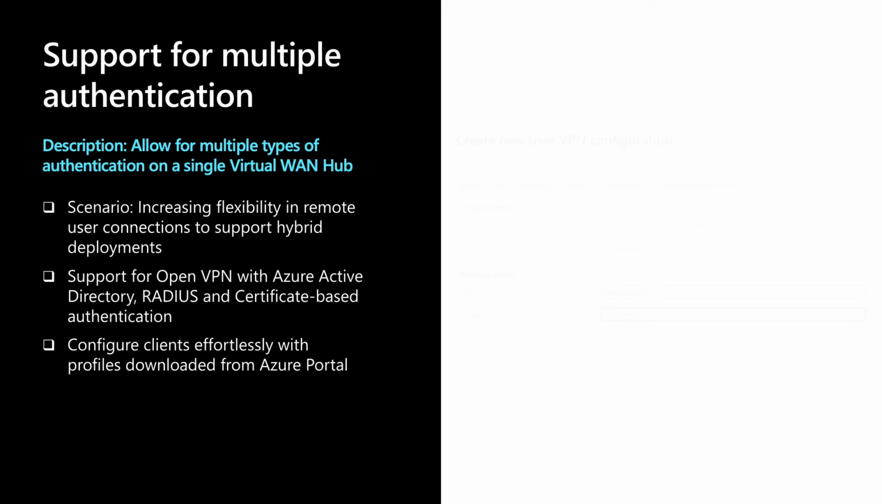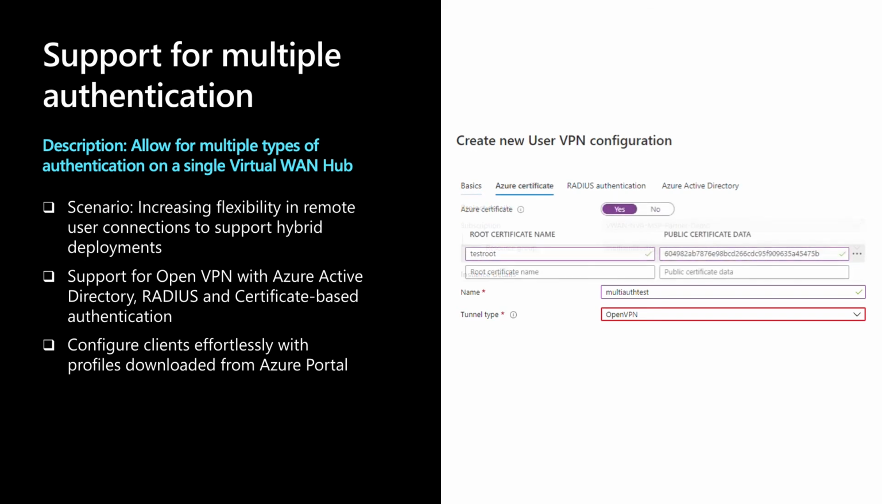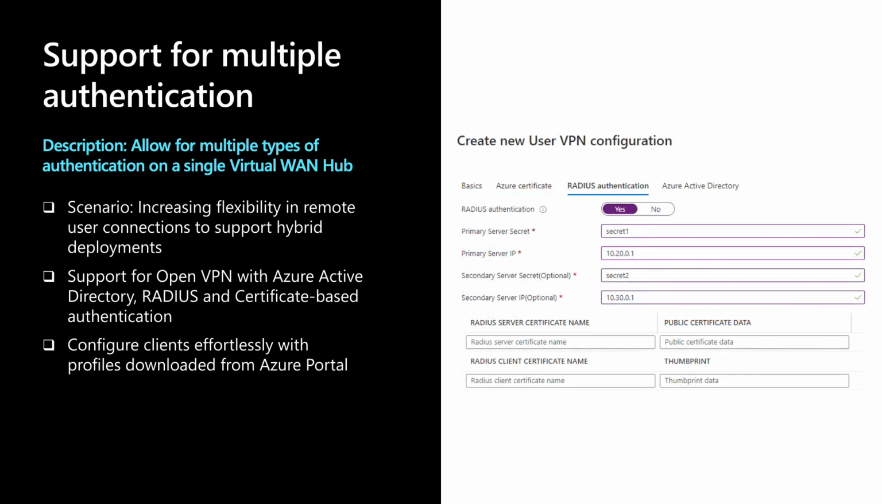All the different authentication mechanisms are packaged into the zip file that you can download, and you can just install the profile you want to use on your device. We've also revamped our portal experience and provided a nifty little wizard for you to choose which authentication types you want. After you select OpenVPN, you can select whether or not you want certificate-based authentication, and then you can put in the relevant details. Then you can select whether or not you want RADIUS-based authentication.